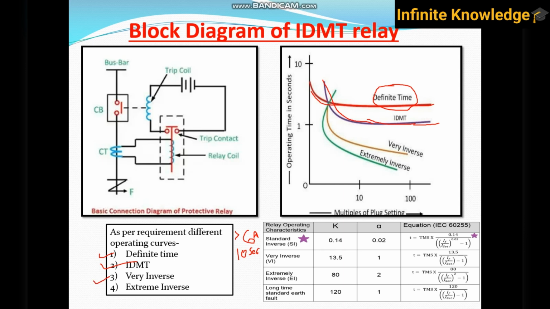Then inverse, very inverse and extreme inverse are also there. Very inverse and extreme inverse are used for specific purposes, like a special motor where you need a very inverse curve. The sensitivity of very inverse and extreme inverse is very high, but in most industry we are using the IDMT characteristic. For special purposes we use these two.